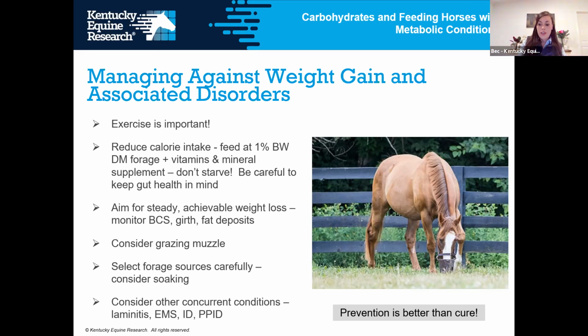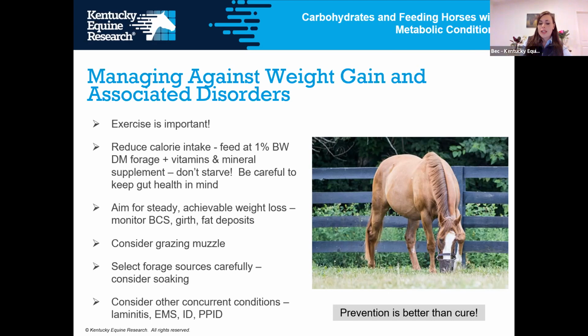It still needs to form the majority of our ration, and then feeding a vitamin and mineral supplement which doesn't contain calories. Do not go and starve the horse. Do not lock it up with nothing to eat, because we do need to keep gut health in mind as well. We also need to aim for steady, consistent, achievable weight loss. So monitor this body condition score, look at the fat deposits and the girth, and consider using a grazing muzzle. It's very tempting for us to pull horses off pasture and lock them up into a yard, because then we can really control everything that we feed. However, we actually reduce the amount of exercise and calories that the horse is using by doing that, because they're no longer walking around. Certainly soak your forages and consider what else is going on.